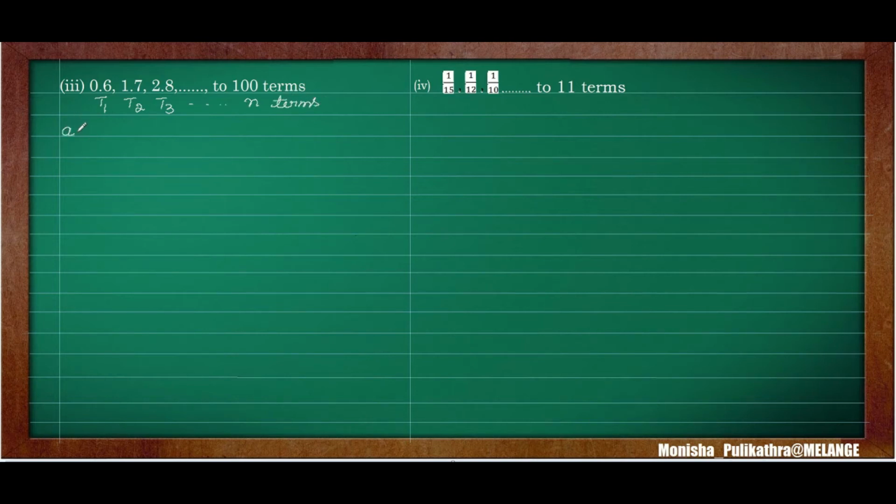So here the first term A is equal to T1, that is equal to 0.6. Next, common difference D is equal to T2 minus T1, that is 1.7 minus 0.6, it will be 1.1. So this is the common difference. Next, n is equal to 100 terms. We need to find Sn, that is n is 100, therefore we need to find S100, the sum of the 100 terms.